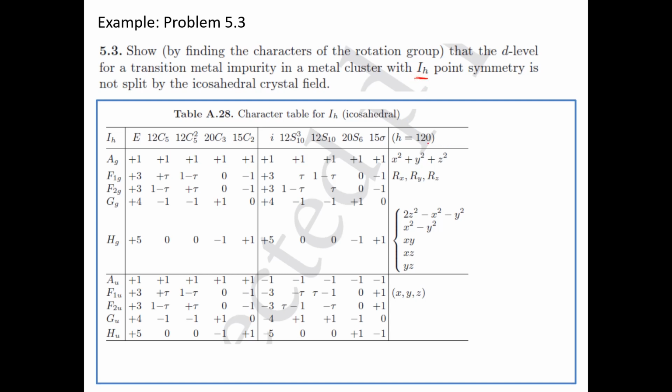It has 120 symmetry elements, and we are going to show that in this case, contrary to what we've seen in the last lecture, the D level is not split when reducing the symmetry from the full rotation to icosahedral. Okay, so to do that, we're going to remember this formula that we discussed last time.